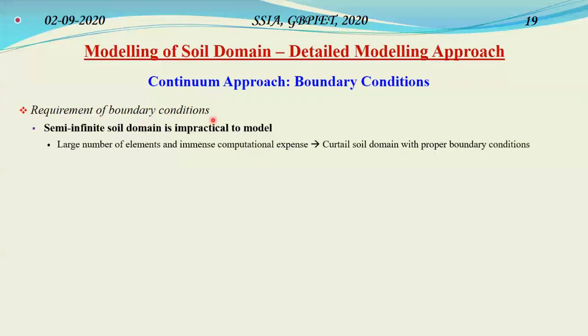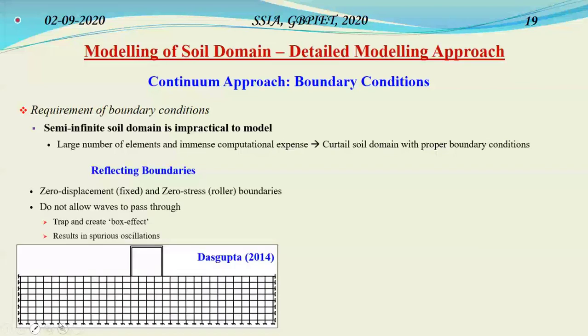So the boundary conditions are such that whatever finite domain we choose is basically a representative of the semi-infinite domain with some tolerance. We may have different types of boundaries. The initial or the most common one is the reflecting boundaries. This figure I have shown earlier.